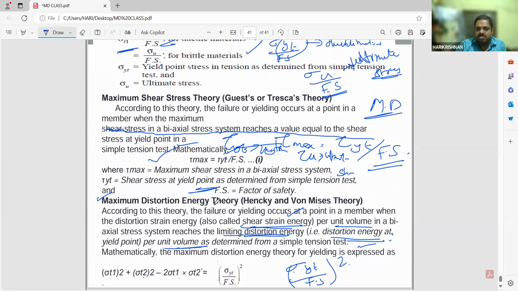Similarly, maximum distortion energy theory: according to this theory, the failure or yielding occurs at a point in a member when the distortion strain energy per unit volume in a biaxial stress system reaches the limiting distortion energy, or distortion energy at yield point per unit volume as determined by a simple tension test. So the value is sigma T1 the whole square plus sigma T2 the whole square minus 2 sigma T1 sigma T2 is equal to sigma YT by factor of safety, the whole square. Okay, these are the various theories of failure.